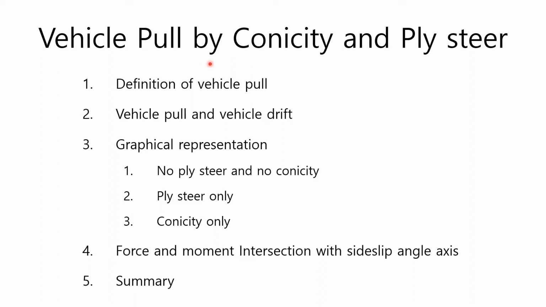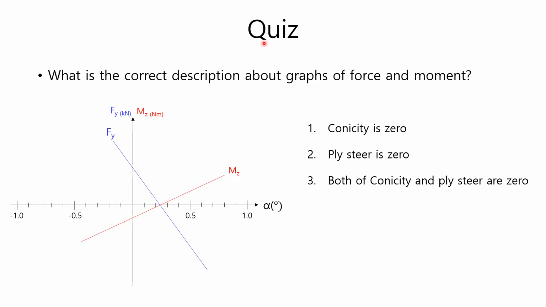Hi guys, I will explain vehicle pull by conicity and ply steer from definition to summary. Here I have a quiz for you. What is the correct description about the graph of force and moment?